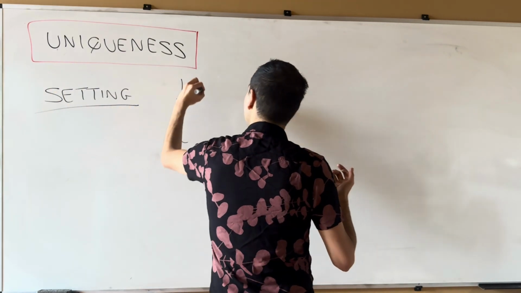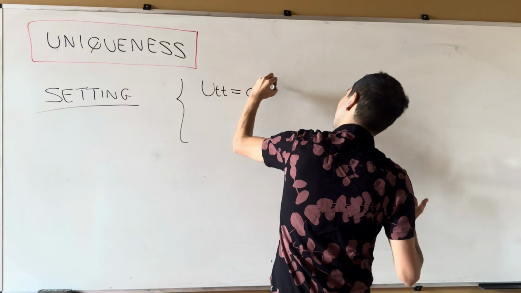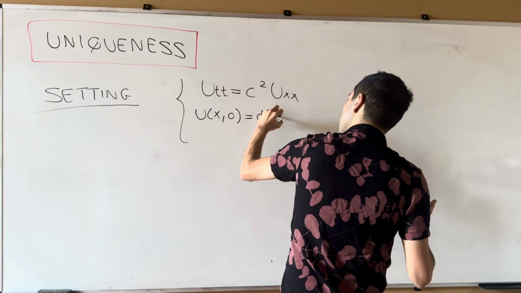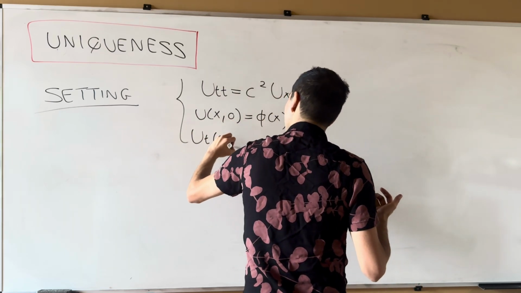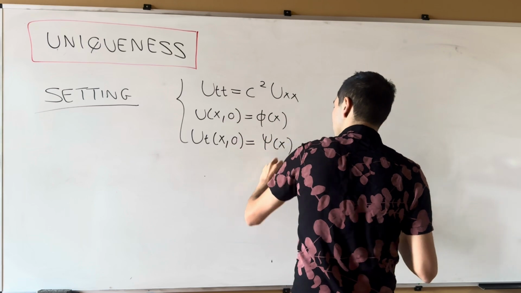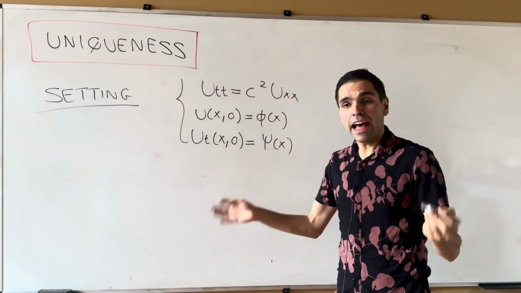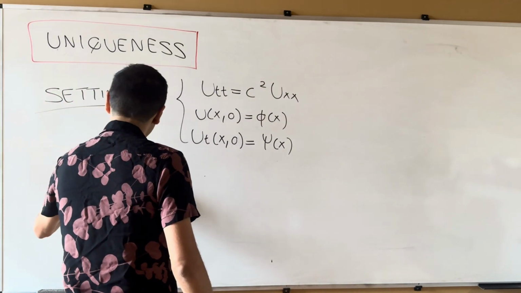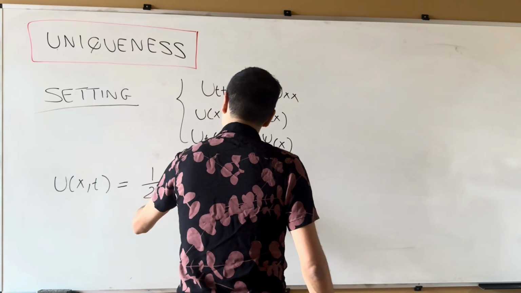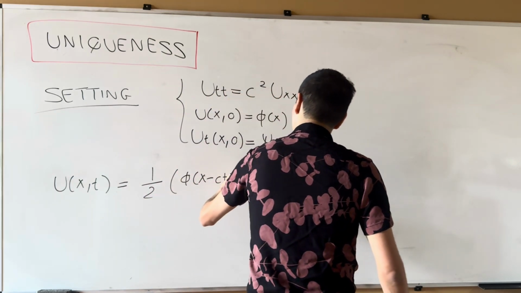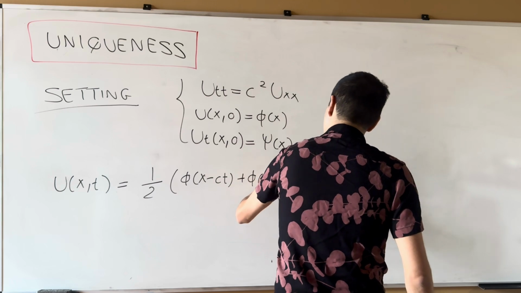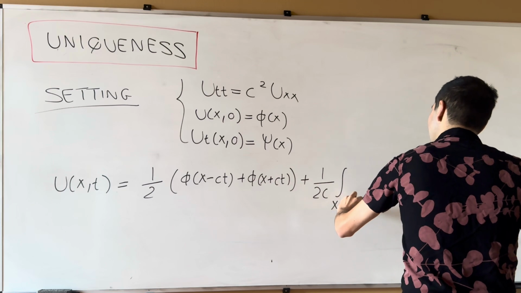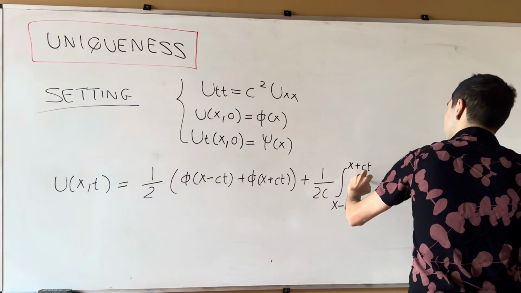Suppose you want to solve u_tt equals c squared u_xx with initial condition phi of x and initial velocity psi of x. Then we know that one solution of this is given by D'Alembert's formula, which is 1/2 [phi of x minus ct plus phi of x plus ct] plus 1/2c integral from x minus ct to x plus ct of psi of s ds.